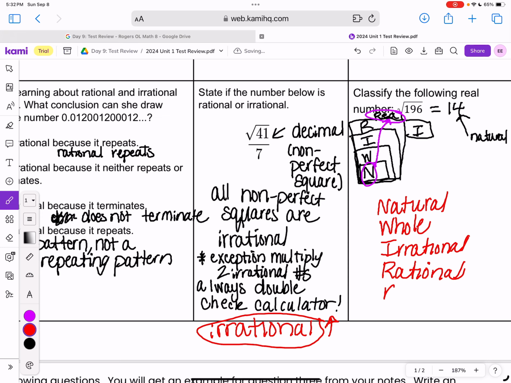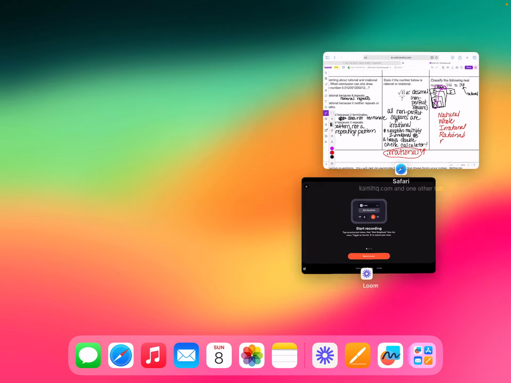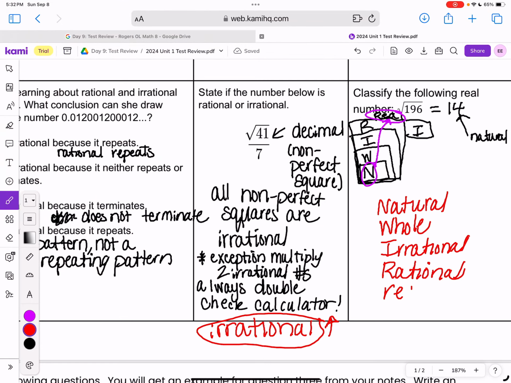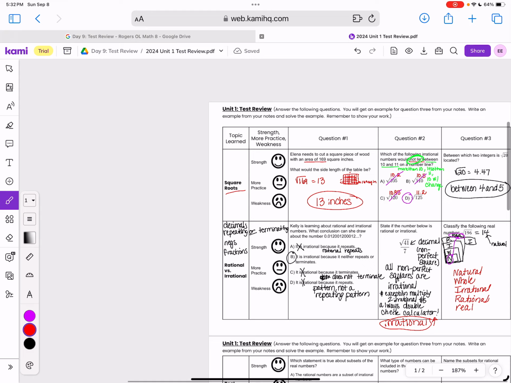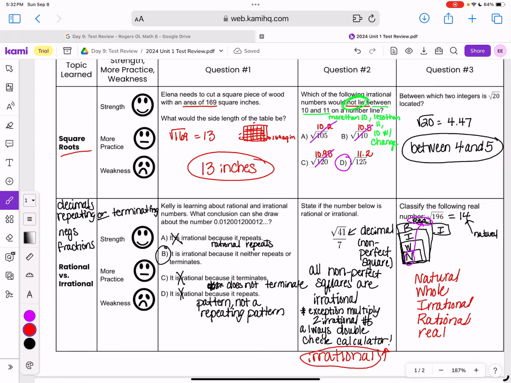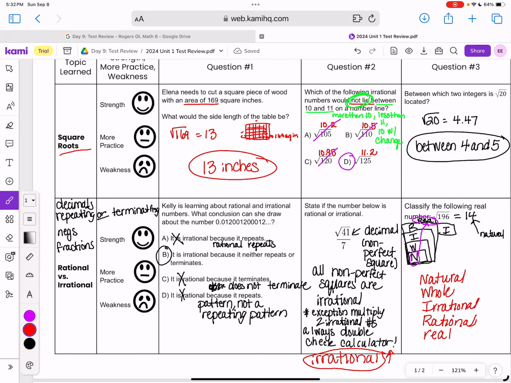As you go along, make sure that you're looking over here, and decide if it's a strength, you need more practice, or a weakness. That way you can determine what you need to study.